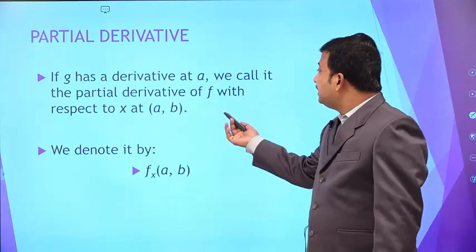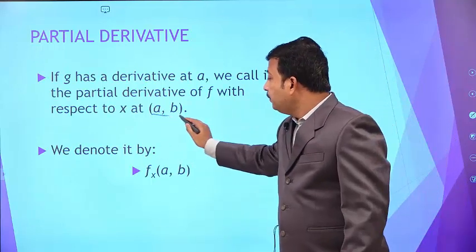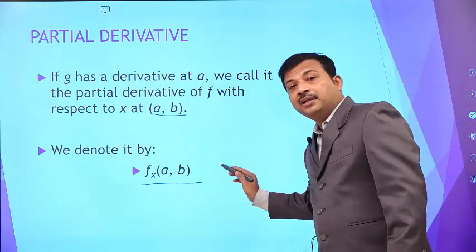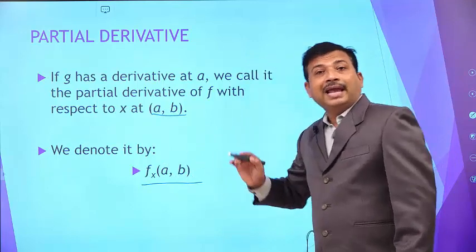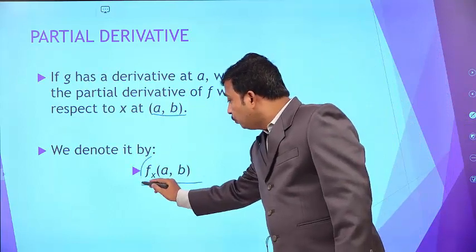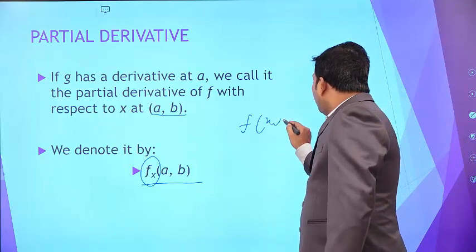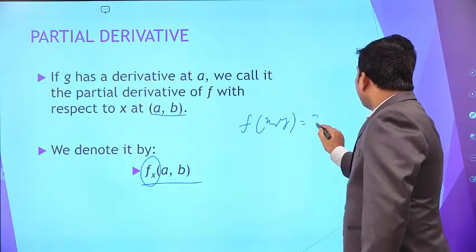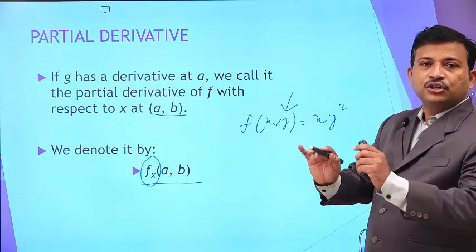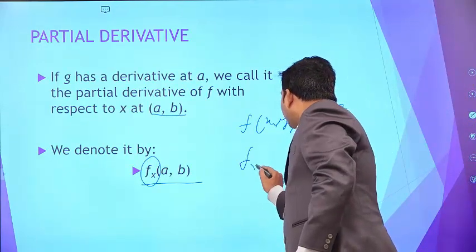If g has a derivative at a, we call it the partial derivative of f with respect to x at (a, b), and we denote it by fx(a, b). Here f is a function of a and b, and we are differentiating with respect to x and keeping y as a constant. This is the notation for the partial derivative. For example, let us take f of x y equals x y square. I want to fix y. I don't want to touch y. I think that y is constant. Then how do you do fx?